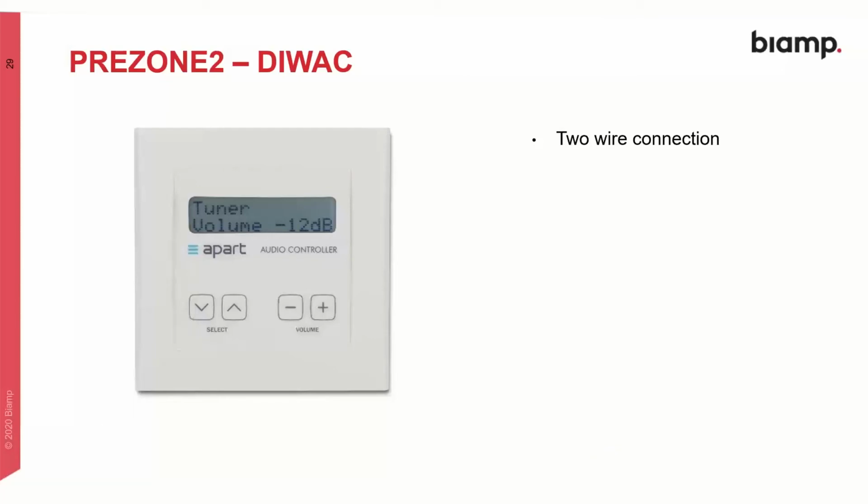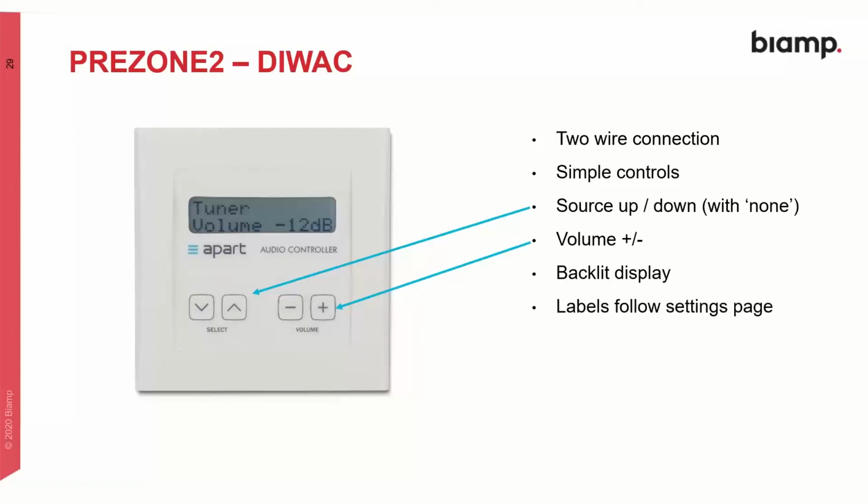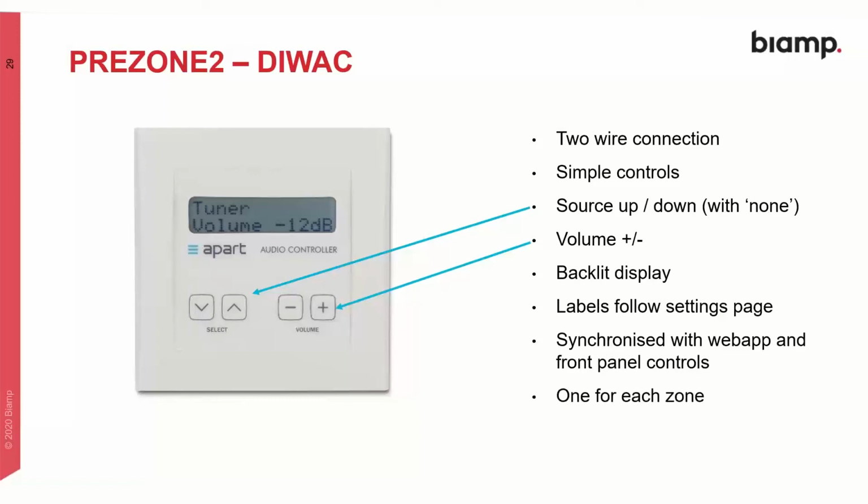The DIWAC itself has a 2-wire connection, just speaker cable. You don't even have to worry about polarity. Very simple controls with source up and down on the left side and volume up and down on the right side. The display, which is backlit, will follow according to the controls you've set, or indeed if someone else changes something, the controls on here will change. The labels on the wall panel for the zones and the source names follow the settings page where you set the labels. And of course, as I said before, these are all synchronized with the web app and the front panel controls. Lastly, someone will ask, but you can only have one wall panel per zone, so it's not possible to have multiple wall panels on a single zone.